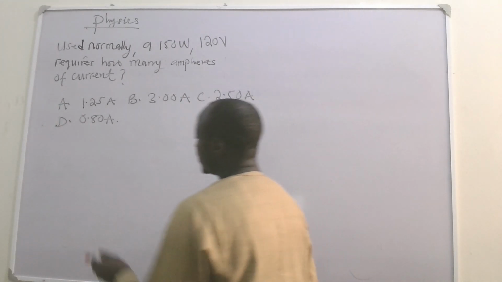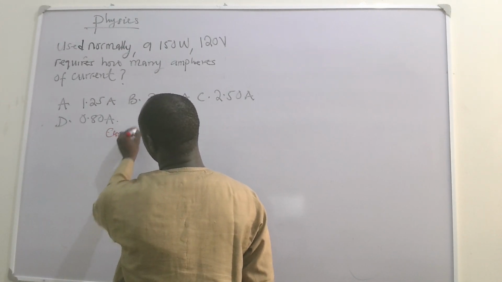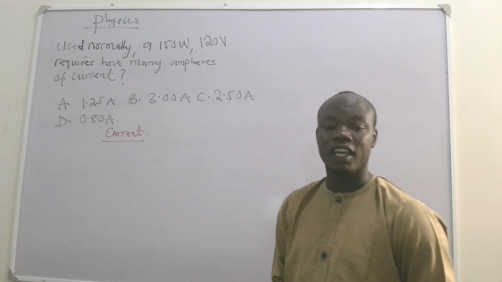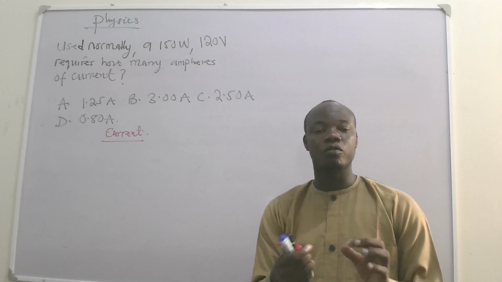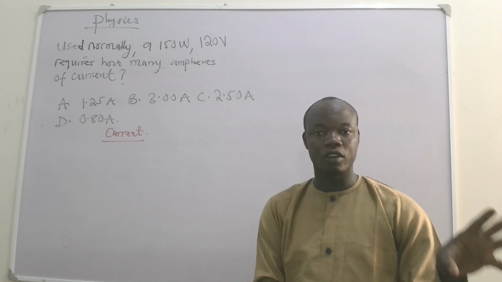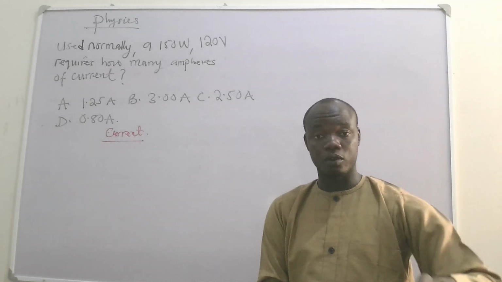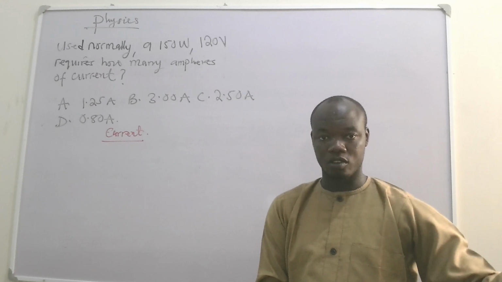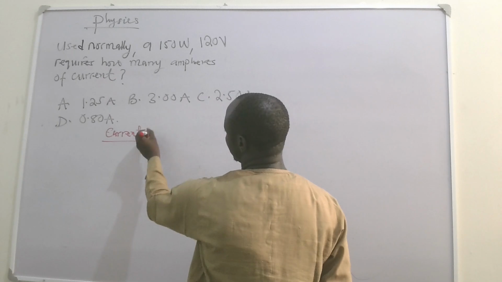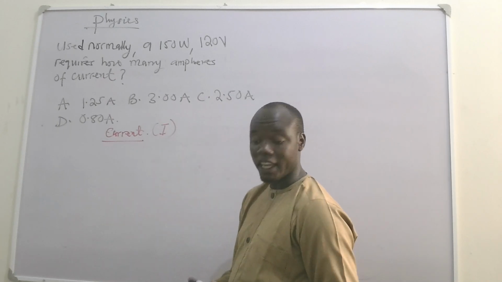What is a current? We are starting with current. What is an electric current? Electric current is the rate of flow of electricity along a conductor. That is the current, and it has a formula. Usually current is represented with capital letter I, and it has an SI unit.